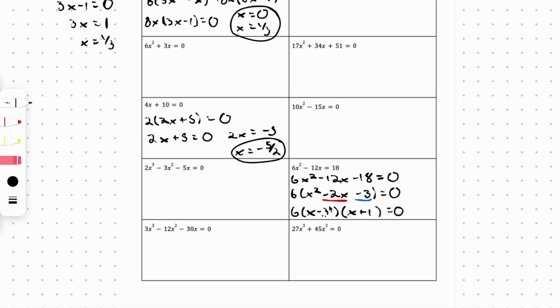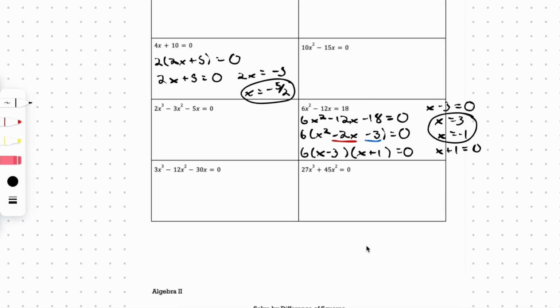And from there, we can set each of these parentheses equal to 0. So we say x minus 3 equals 0. And we get x equals 3. We also have x plus 1 equals 0. And we move that 1 over and we get x equals -1. So those are going to be our two answers.